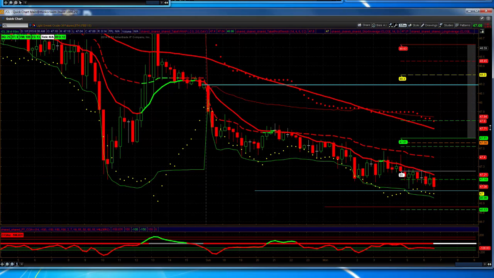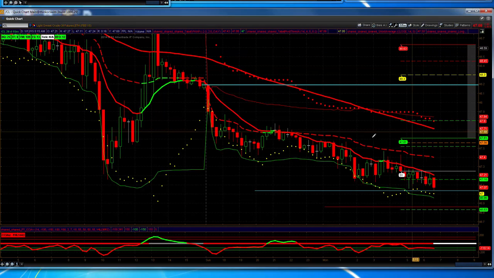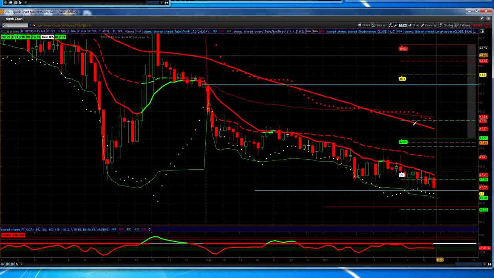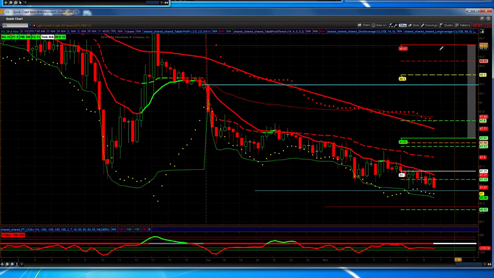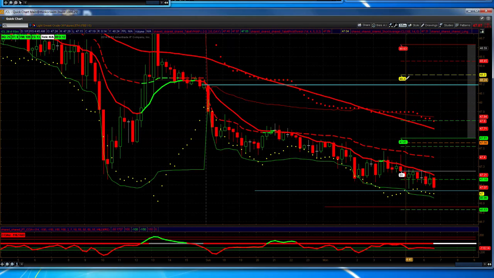You're going to hear the terms value high, value low, and point of control. This shaded area is the value area. The value area is basically where 65% of all the trades happened on Friday. The low of the value area is 47.61. 48.30 is the price where the most volume occurred, so most contracts traded were at 48.30. The high is 48.63.